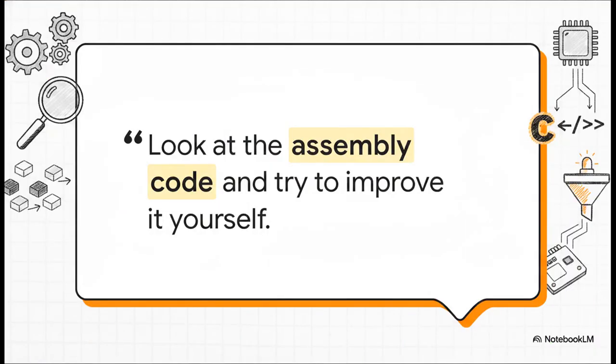As we wrap up today's explainer, I really want to share this quote directly from the course notes by Mihai Sima. He challenges his students with this specific project directive. Look at the assembly code and try to improve it yourself. Because here's the thing, the compiler is incredibly powerful, but understanding what it does actually empowers you. By looking under the hood of your own C code, you learn to appreciate this invisible editor. You learn how to write code that actually cooperates with it rather than fighting against it.